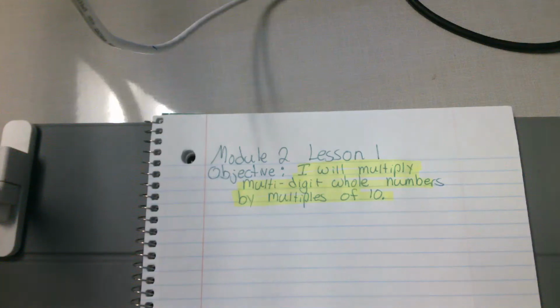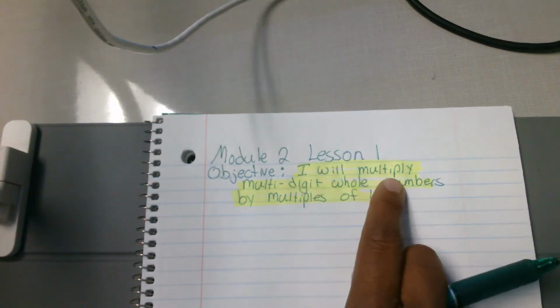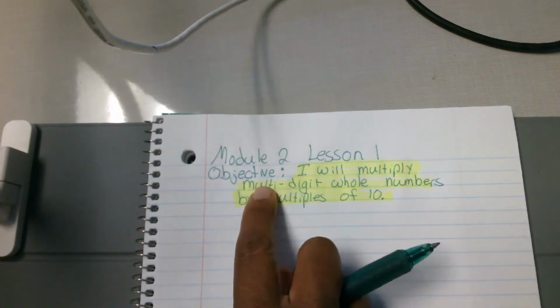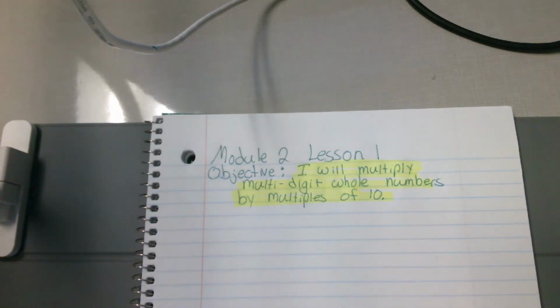Okay, so today we are going to be moving on in our modules. So we're starting with Module 2, Lesson 1 today. Your objective today is going to be that you will be able to multiply, again, multi-digit, that means more than one digit in the number, and whole numbers, so no decimals today, by multiples of 10. And a multiple of 10 is like 10, 100, 1,000. So those are multiples of 10.